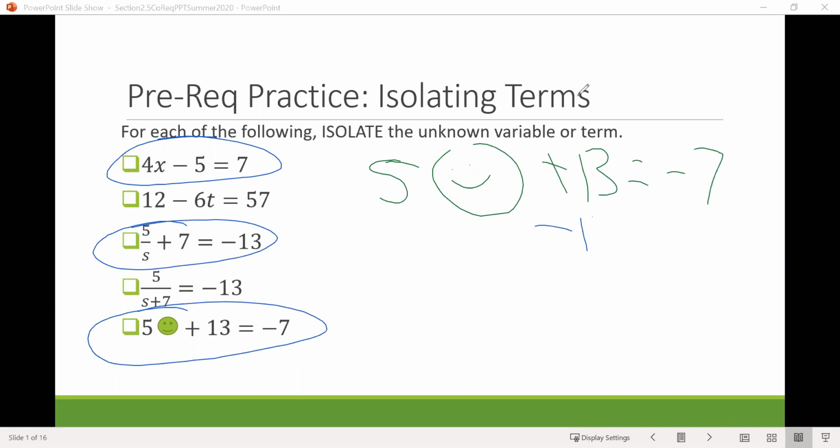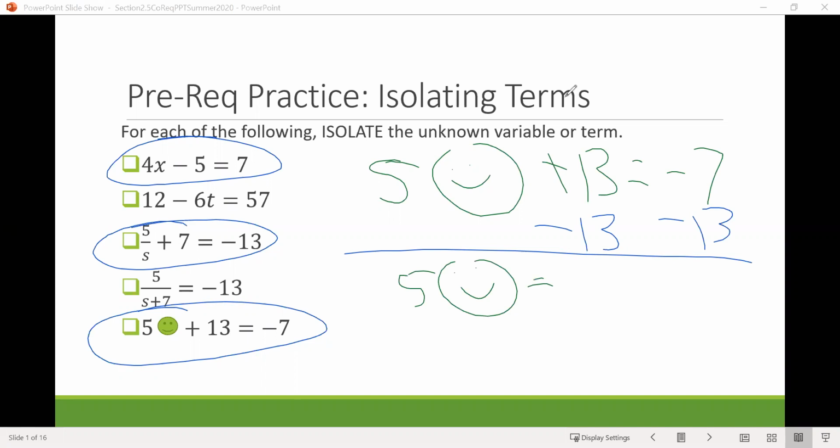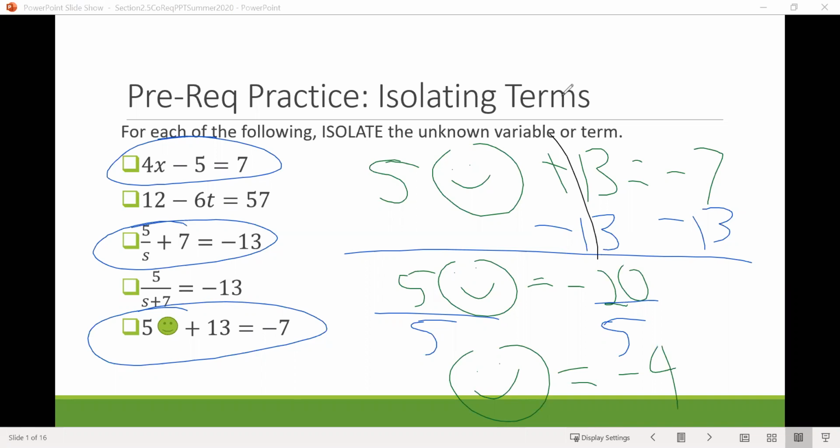So we can subtract 13 on both sides. We end up with 5 times smiley face equals, these will cancel, negative 7 minus 13, which is negative 20. And then divide by 5 on both sides. And so we get smiley face equals negative 4 in this case. All right. So again, the moral of the story here is that regardless of what the unknown thing is, in this case a smiley face, we can still isolate it using all the similar techniques we've used in the past.